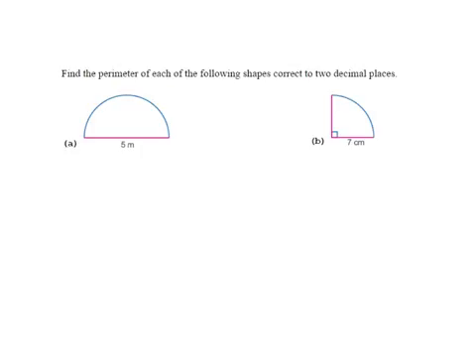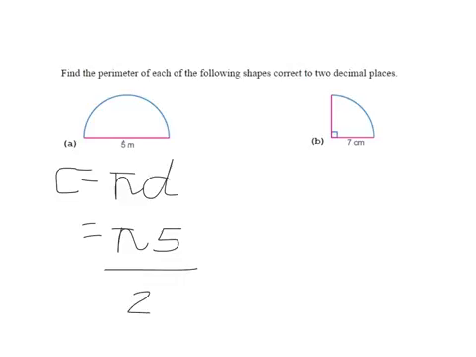Okay, we've now got half of a circle. So when we're doing our circumference is equal to pi times diameter. So we've got our pi. What is our diameter here? Our diameter is 5. But do we have a whole circle? No. We've got half a circle. So we divide that by 2.